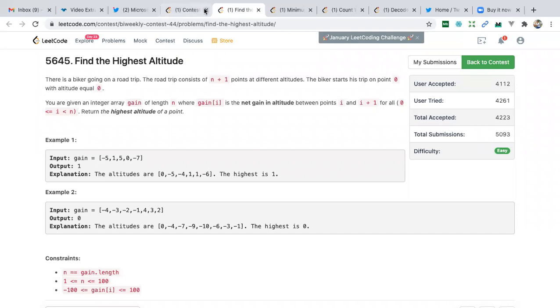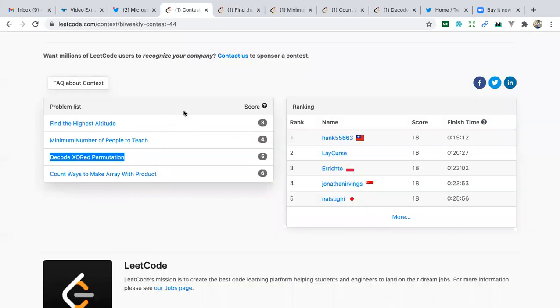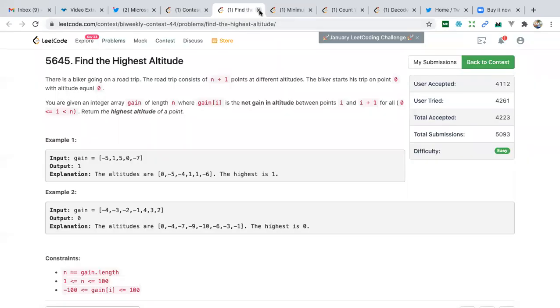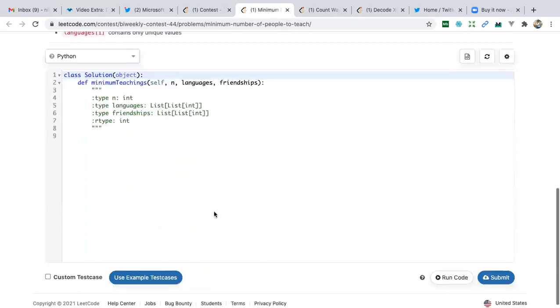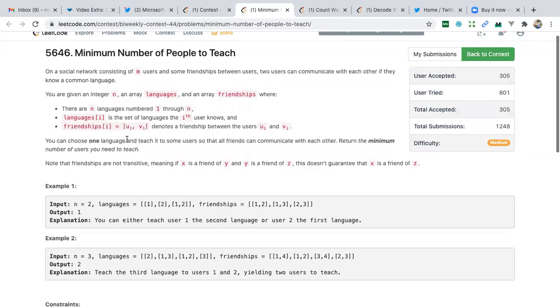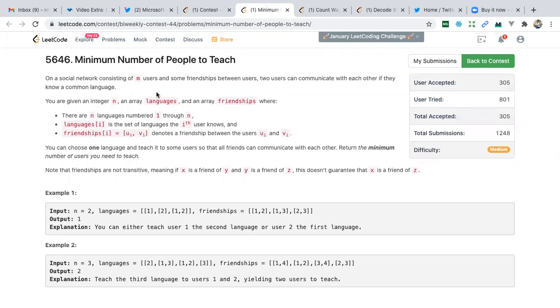So which question have you solved out of these four? First one. Okay. Find the highest altitude. Okay, so let's try the second one. So this is a graph-based problem, but I'm not sure how we can solve this one. Okay, let's try. So can you explain the question?